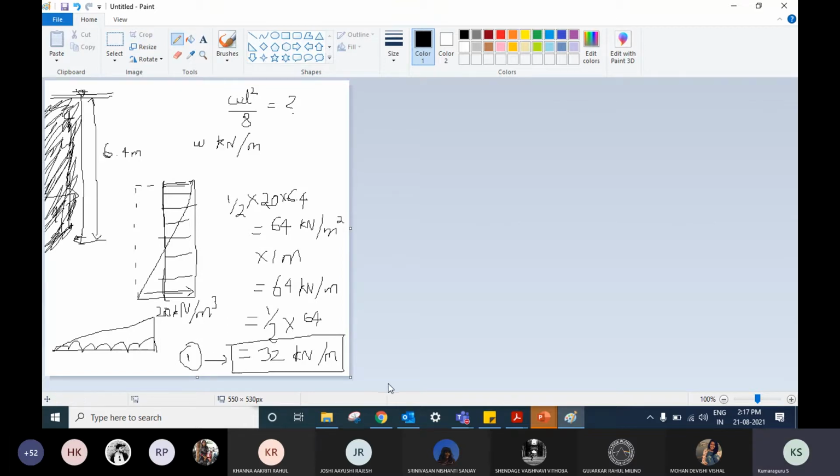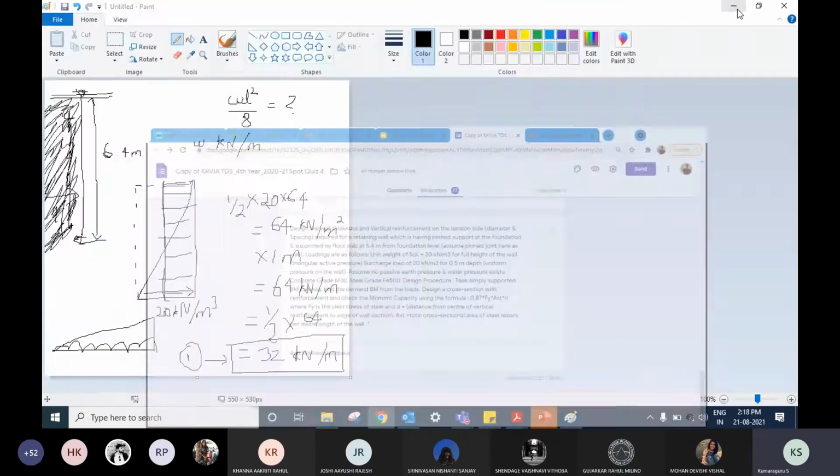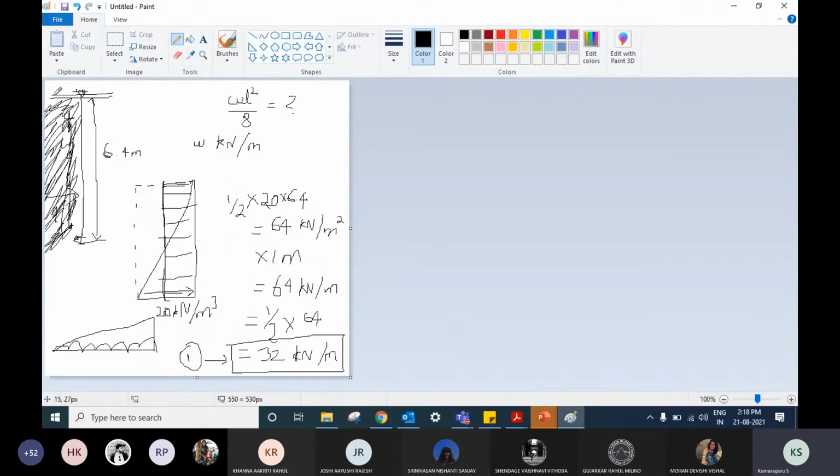Second thing, UDL was the surcharge load. Back to the question, surcharge load of unit weight 20 kilonewton per meter cube, and the depth for which the surcharge is something additionally put on top. It could be anything. So I'm taking a material which is 20 kilonewton per meter cube density material, which could be filled for half a meter depth. Now that is not uniformly varying. It is something on the top which exerts a uniform pressure on the wall, because it's just there. It's not the soil below, it's something on the top. So that is load number 2.